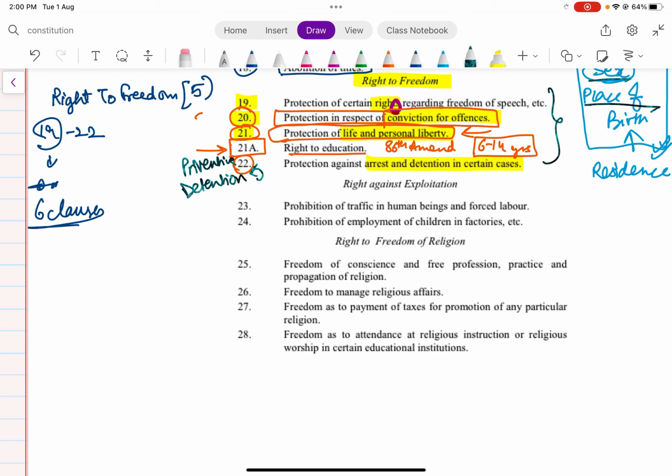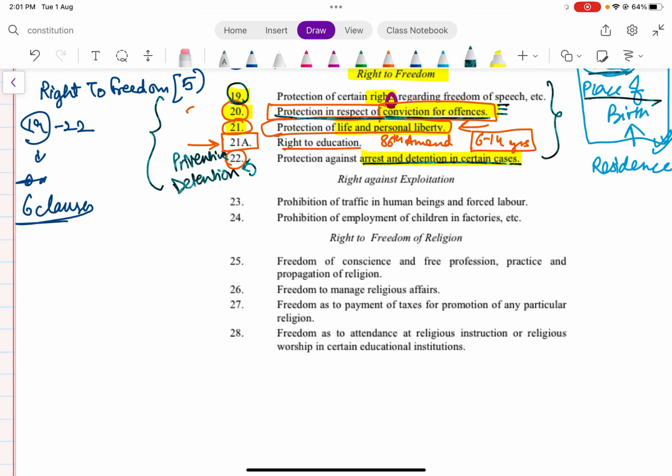This is very important, 19 to 22. Article 19 has 6 clauses, from freedom of speech, etc., trade, residence. Then we have protection in respect of conviction for offences, which is Article 20. Then 21 is life and personal liberty. 21A is education. 22 is protection against arrest and detention in certain cases. We have preventive detention here.